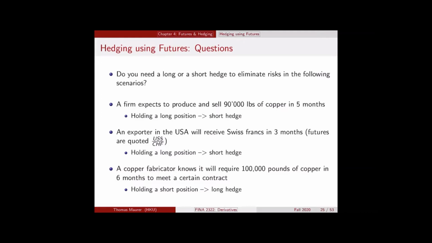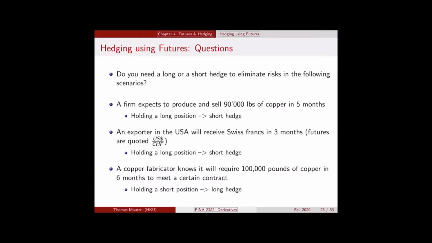In this case, since you know you will have Swiss francs, it means that you have a long position exposure to the Swiss franc. So a devaluation in the Swiss franc would be bad news for you, because then the Swiss franc which you receive is worth less in US dollars. And therefore you want to protect yourself against a drop in the Swiss franc. And that means you take a short position in the futures contract where you lock in the amount of US dollars which you get per Swiss franc. So this means we have again a short hedge.